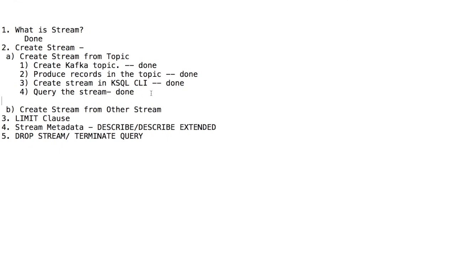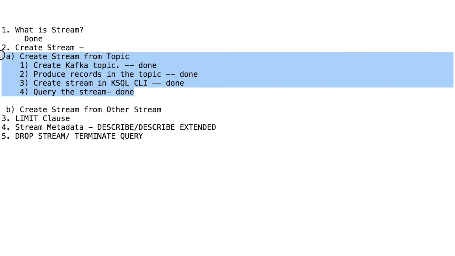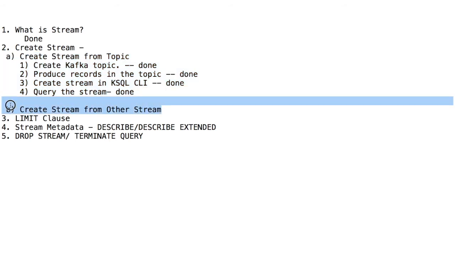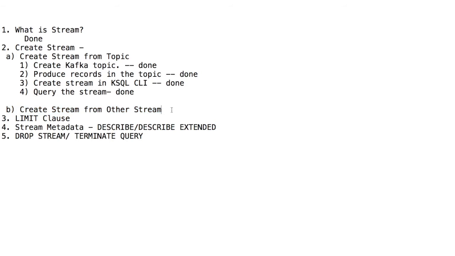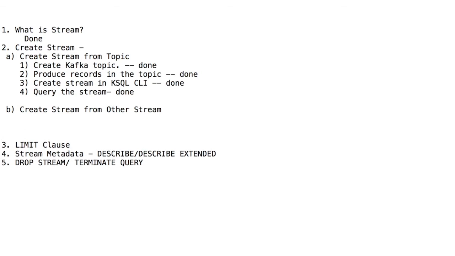Okay, so this part is done now. We are able to create the stream from a topic, and also we are able to query the records. So now we will move to the create stream from other stream step. This is very simple. We already have one stream available with us. Now we will see how I can create a derived stream from that stream.